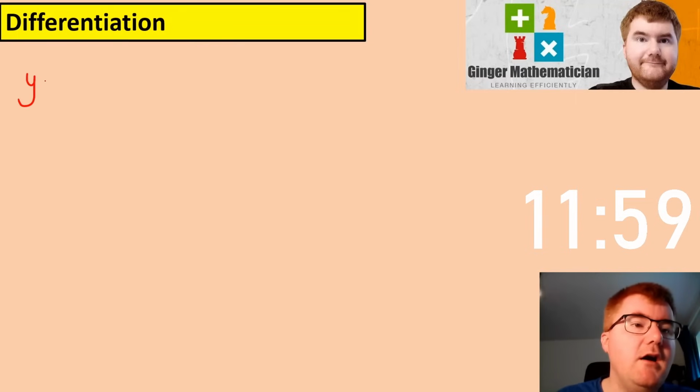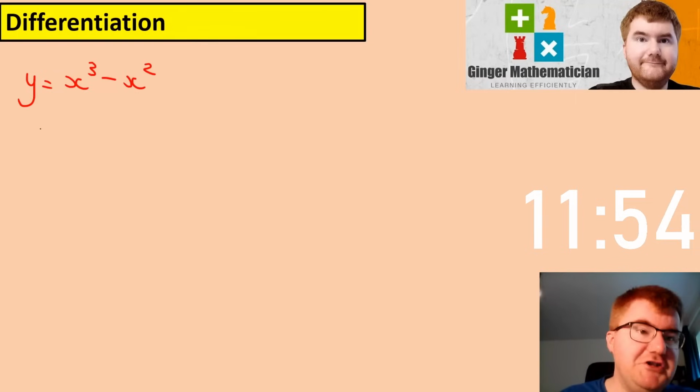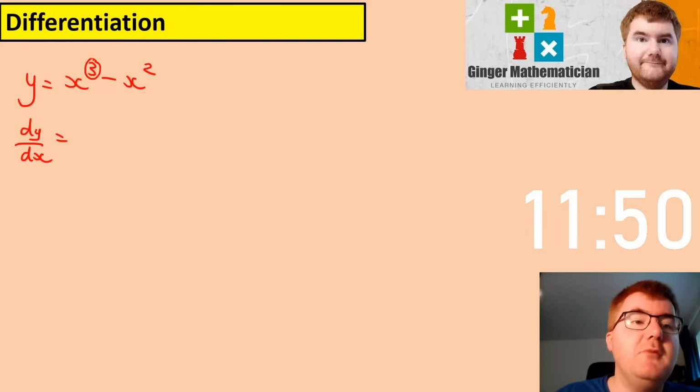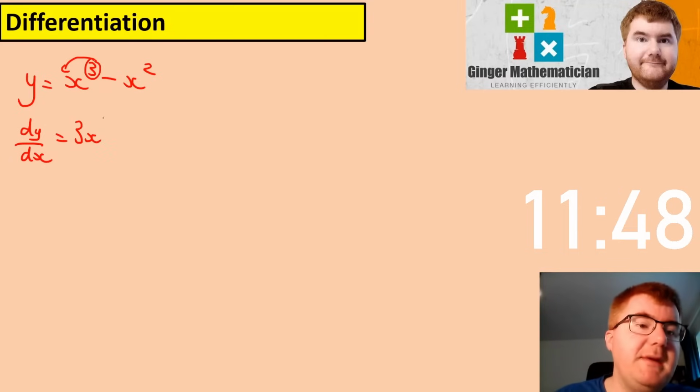Differentiation, so we have a random function, so x cubed minus x squared, for example, to differentiate, which is dy over dx. All we do is take the 3, we bring it to the front, and reduce the power by 1, so that's 2. We do the same here, take the power, bring it to the front, and then reduce the power by 1.